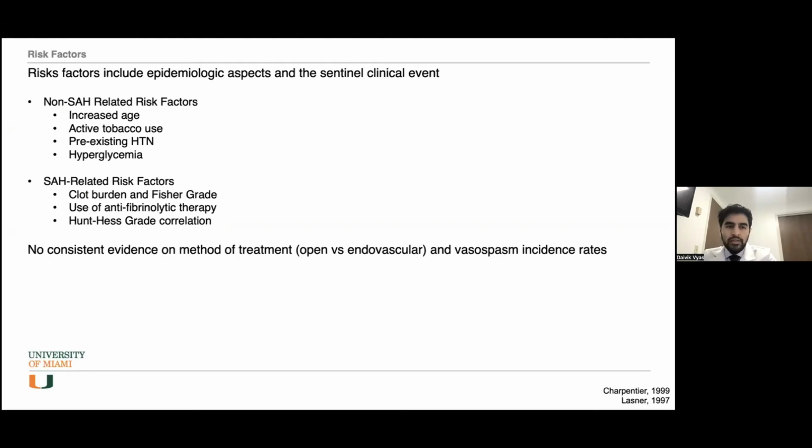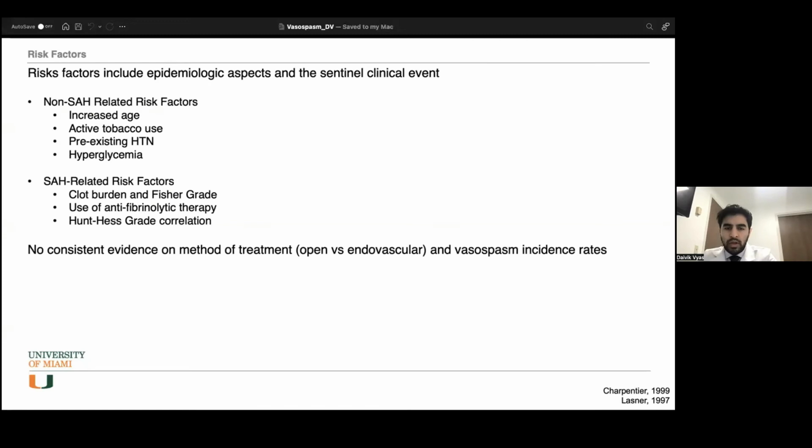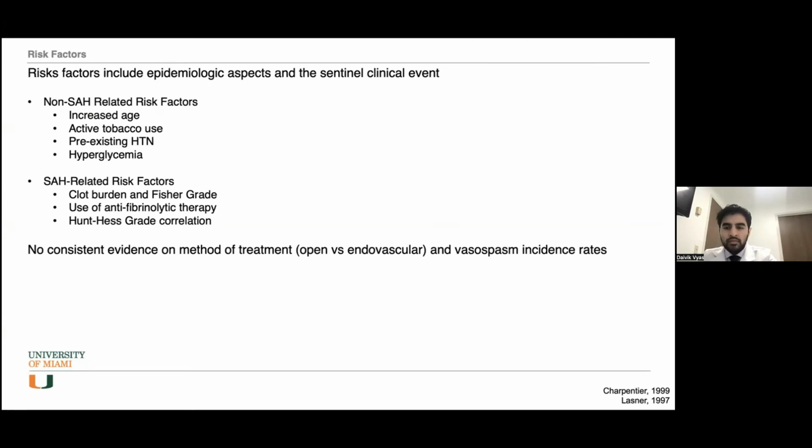The use of antifibrinolytic therapy to stabilize the aneurysm dome actually increases the risk of vasospasm, as well as a correlation that exists with the Hunt Hess grade. However, there's no consistent evidence on what vasospasm incidence rates are when compared to the method of initial treatment of an aneurysm. So between surgical clipping or endovascular intervention, there's no defined risk difference on whether someone will develop vasospasm or not.